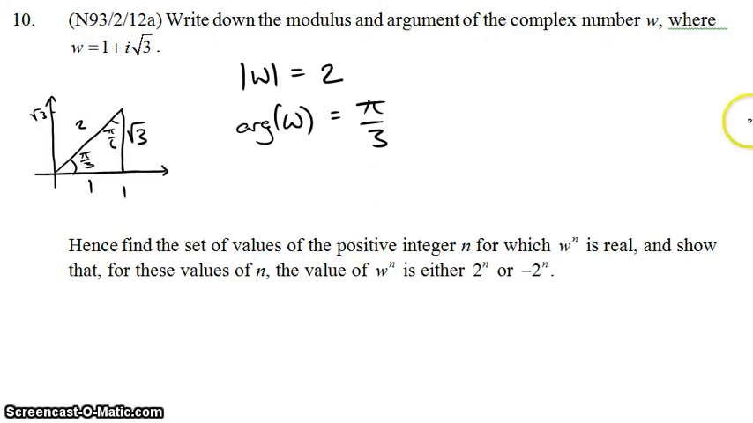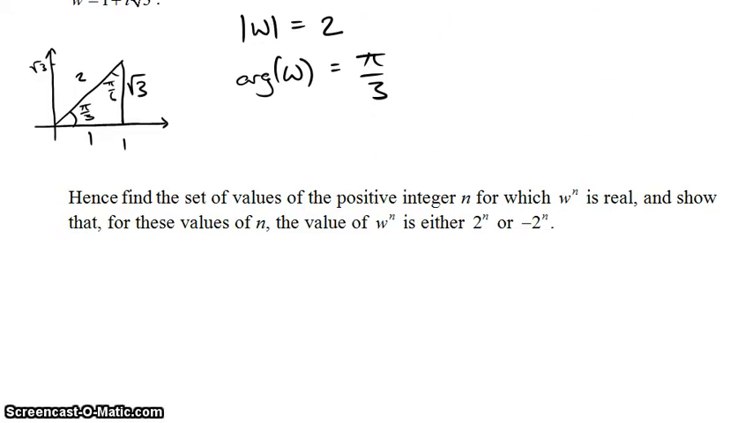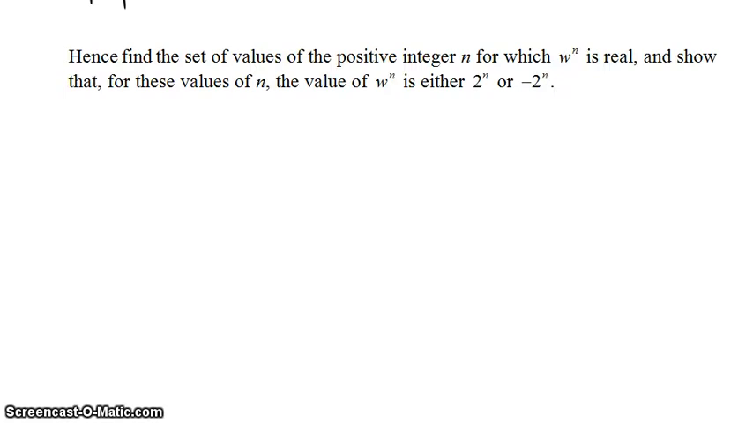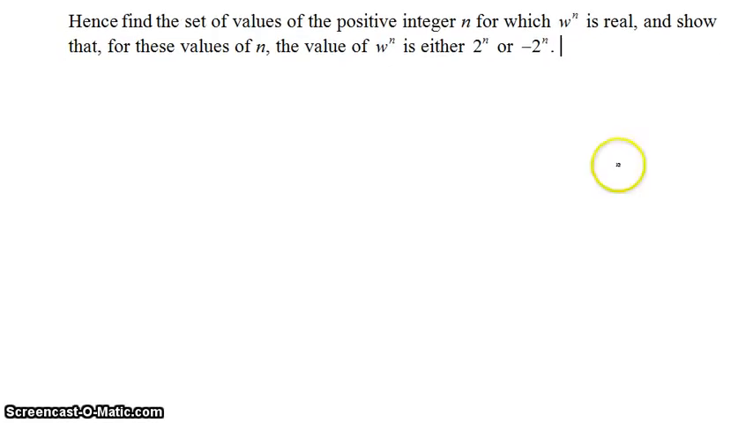So hence find the set of values of the positive integer n, for which w to the power of n is real, and show that for these values of n, the value of w to the n is either 2 to the n or minus 2 to the n.